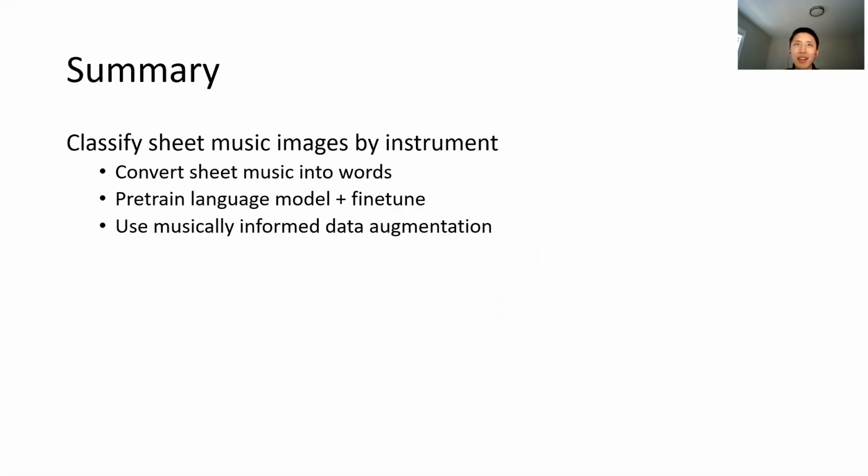As a final takeaway, to classify sheet music images by instrument, first we convert the sheet music into words, and then pre-train the language model and fine-tune it on the data. Doing so allows us to significantly improve the performance of our models. Additionally, using musically informed data augmentation allows us to further improve the performance of our models.